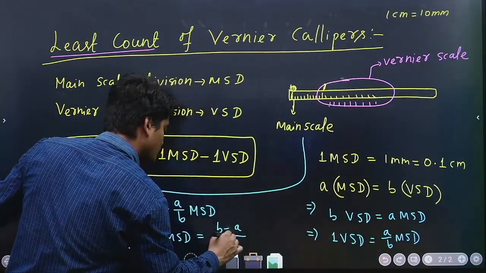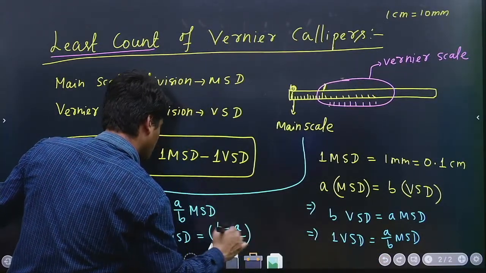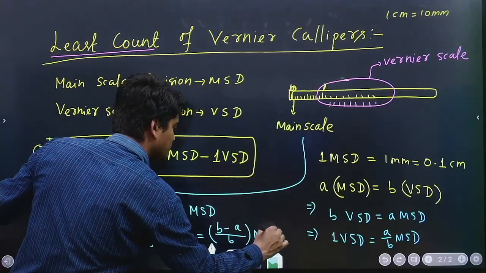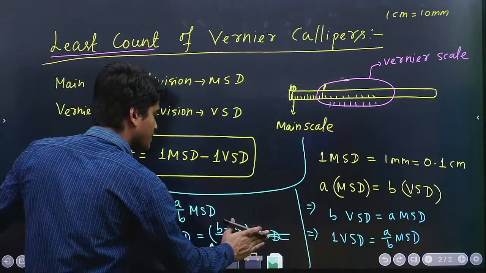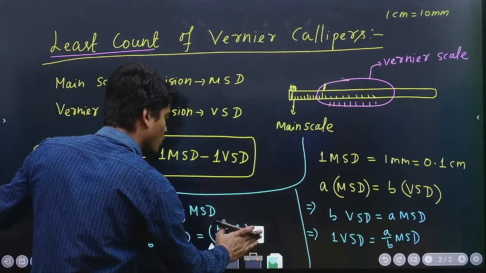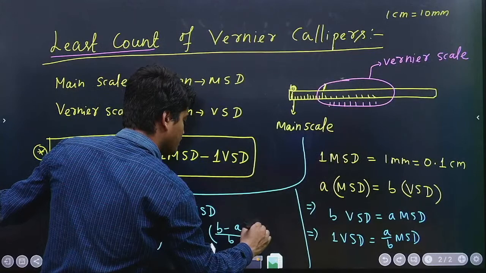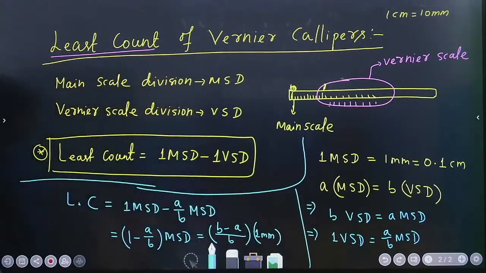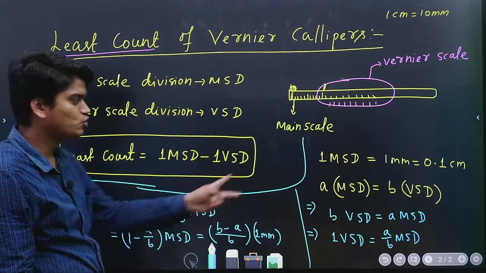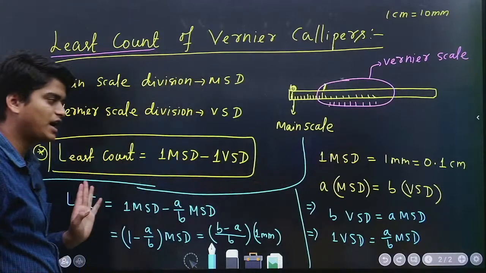I'll take the LCM, then it is MSD. And 1 MSD I already know. What is 1 MSD? Tell me. 0.1 centimeter or 1 millimeter. So I can substitute 1 millimeter here. Yes or no? So try to understand: if you know these two things, then you can calculate the least count.